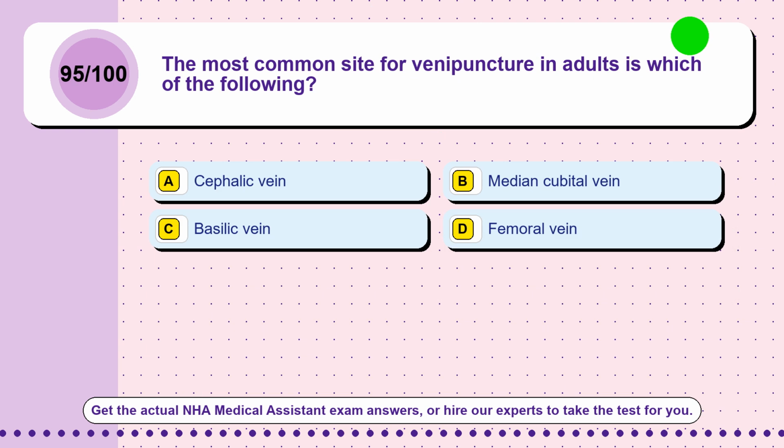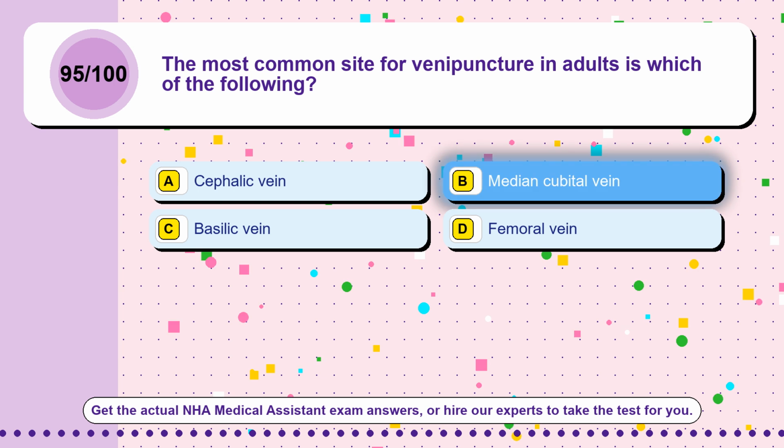Question 95. A patient presents with a blood pressure reading of 142/92 mmHg. Which of the following categories does this blood pressure level fall under? Option A, normal. Option B, elevated. Option C, stage 1 hypertension. Option D, stage 2 hypertension. The correct answer is option D, stage 2 hypertension.